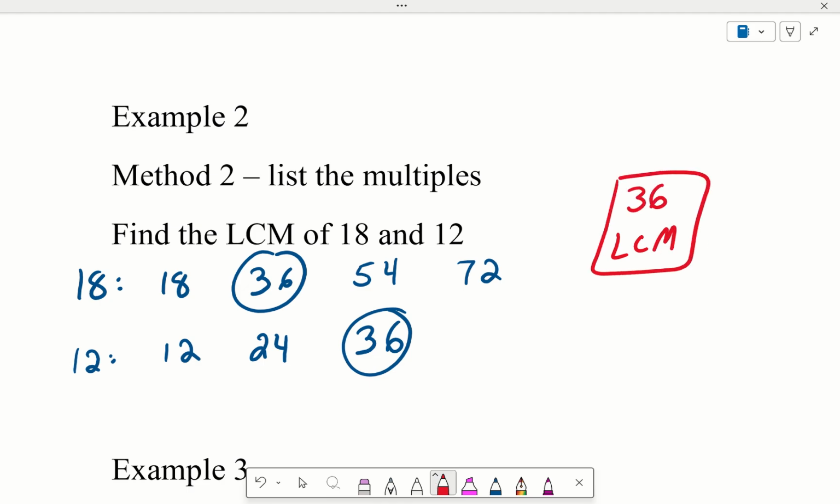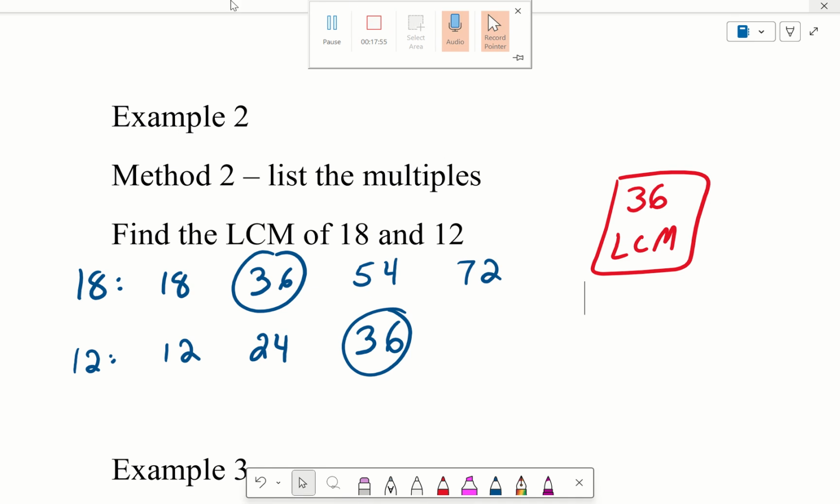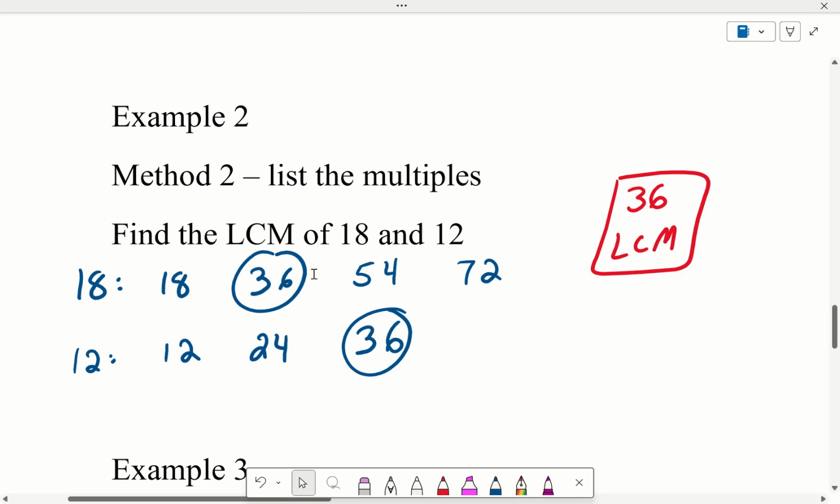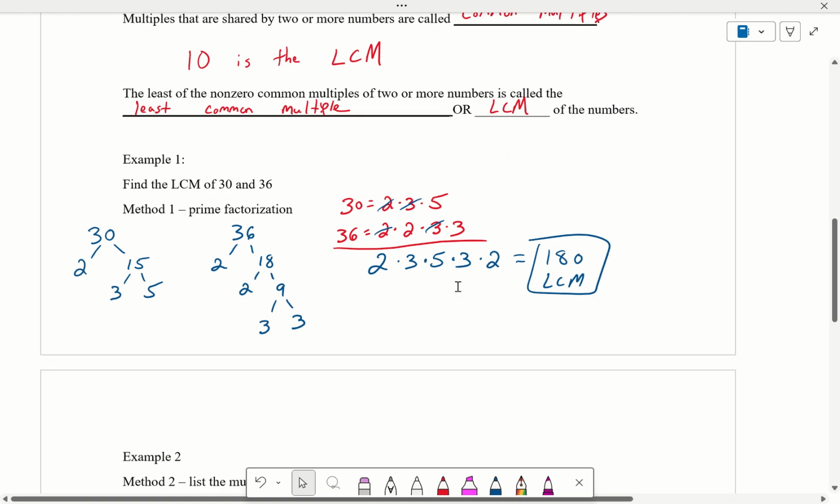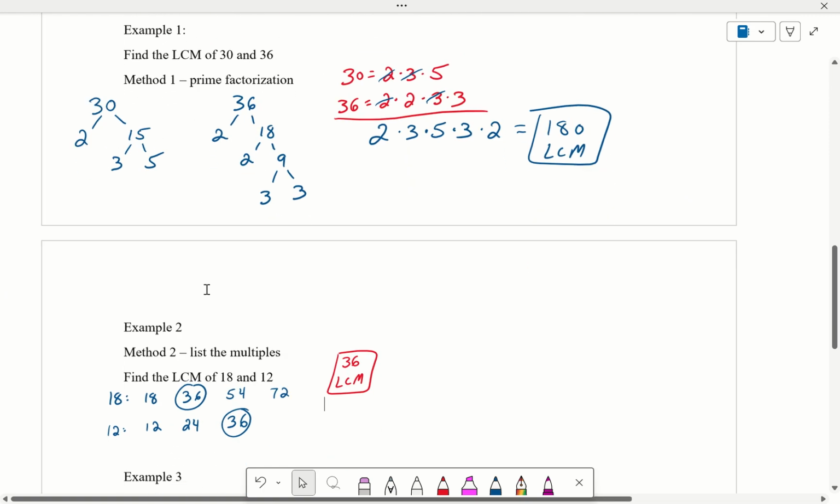When would we use this method? We would use this method when the numbers are relatively small and you can go through the multiples pretty easily. If you have large numbers, you probably don't want to use this method. So if we had, instead of 18, 182 or 180, and instead of 12, if we had 120, maybe you would not want to use this method. But those are probably bad choices because you could probably think about those multiples even. But if it were like 124 and 188, you'd probably want to use method 1 where you did the prime factorization and then multiplied the common factors and then the leftover factors as well.